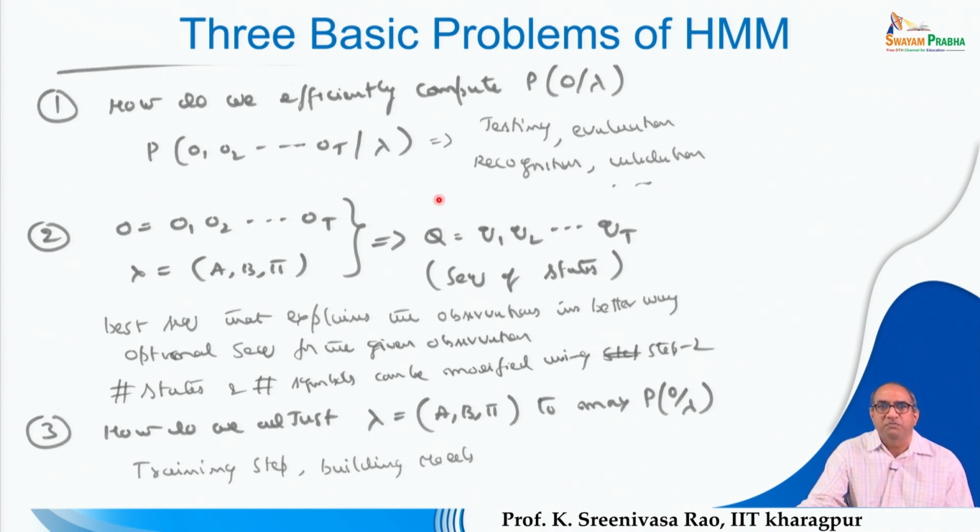And similarly, in the matrix pi we have n values possible, because each state has some initial probability. So, all put together, n values will be there. So, this A, B, pi can be viewed as the model.